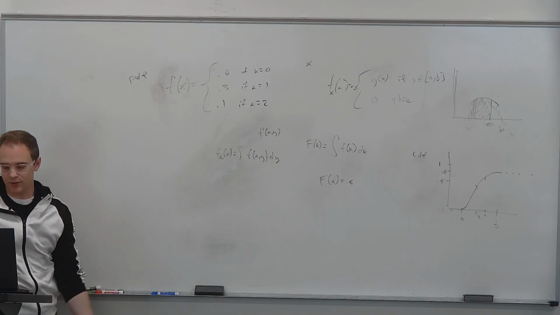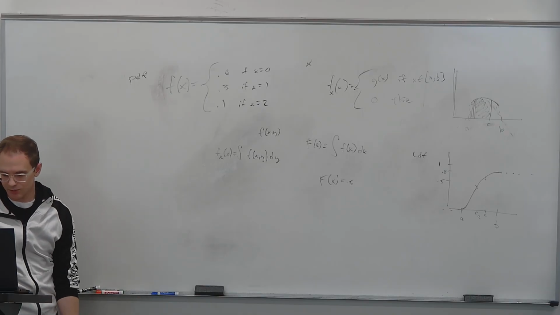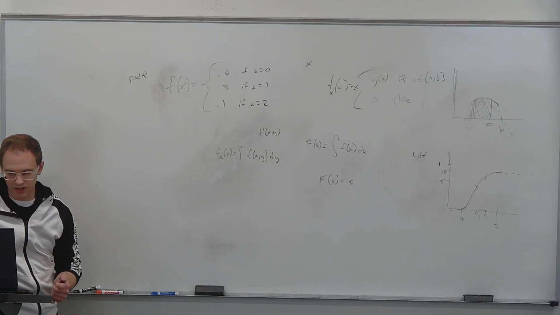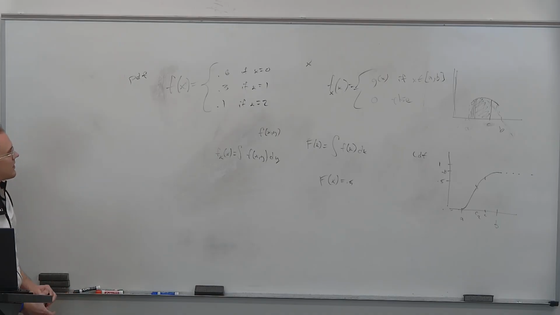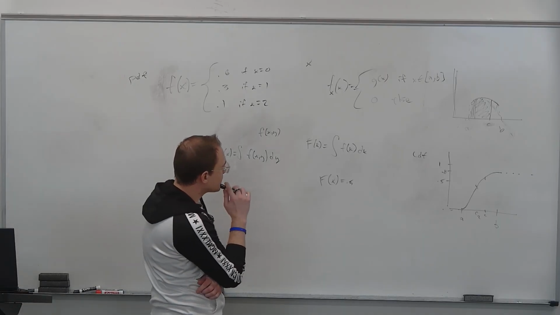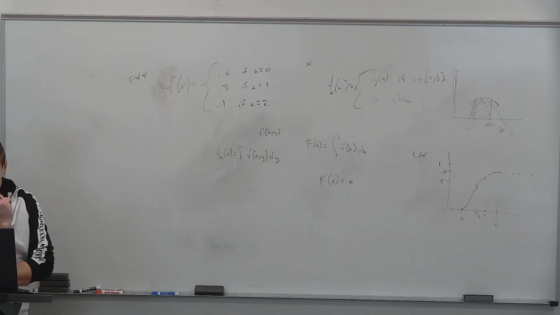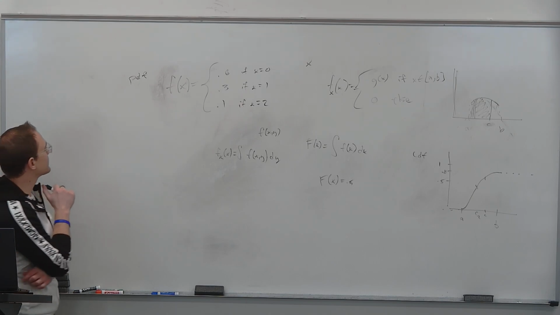Okay, so that's probability distribution functions and all that stuff. That should be a review of 378 for you. Anything else I want to say about that? Nope, I think we're good.